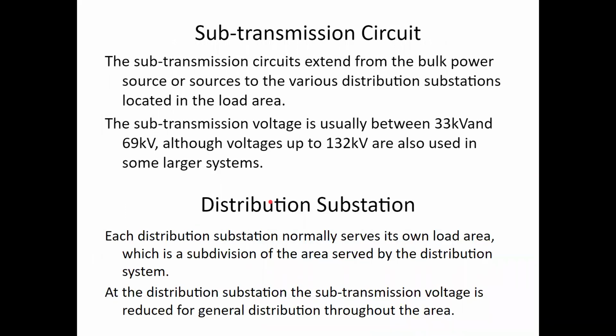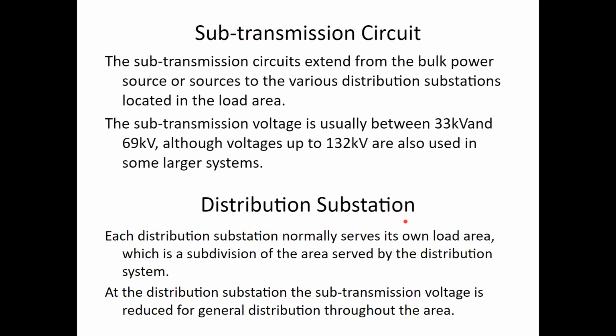Each and every one, I already explained. So the first one is the sub-transmission circuit. It starts from that bulk power source and ends at the distribution substation, and the voltage can be 33 kV, 69, 132 kV, maximum up to 132 kilovolt. What we use here is 110 kilovolt.